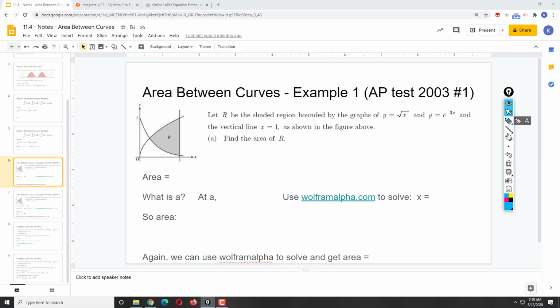y equals the square root of x we know looks like this. So the top line is y equals square root of x. The bottom line is y equals e to the negative 3x. Since square root of x is on top, e to the negative 3x is on the bottom. The square root of x is larger in this region where x is less than 1.